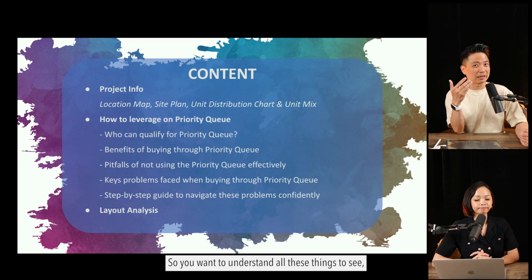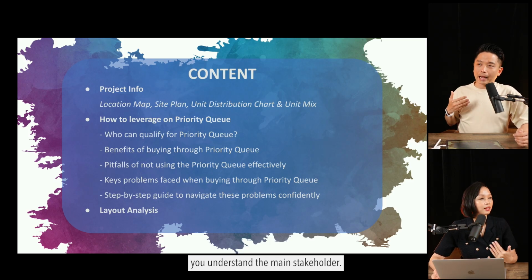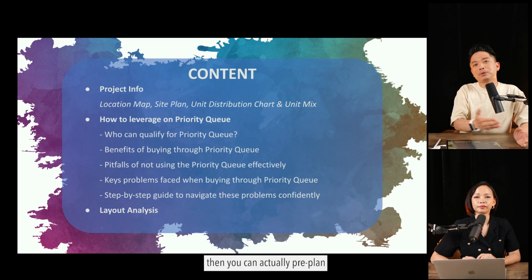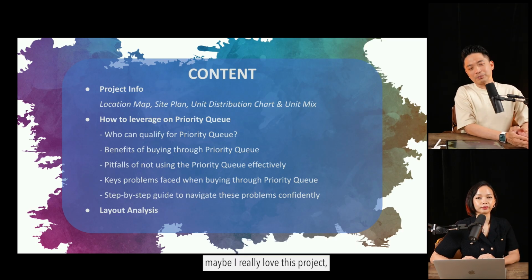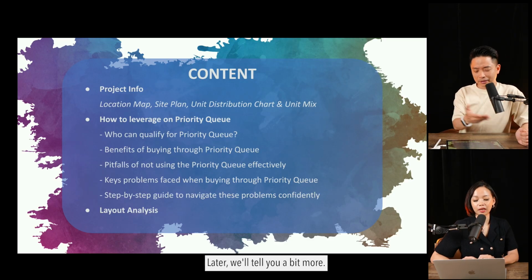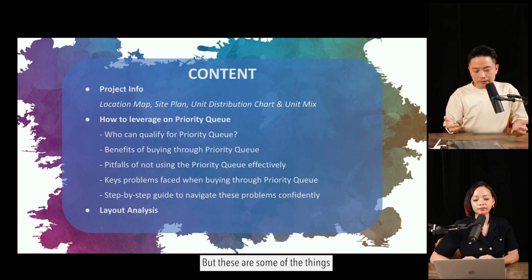So you want to understand all these things. We need to understand the main stakeholder. Correct. So for any projects that Guoco is leading, you can actually pre-plan. Maybe I really love this project, I want to get the priority, so pre-plan beforehand so that you can actually get this. Later we'll tell you a bit more. But these are some of the things that we are going to go through.